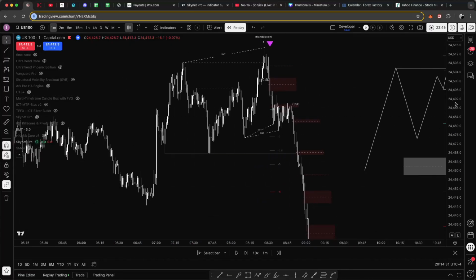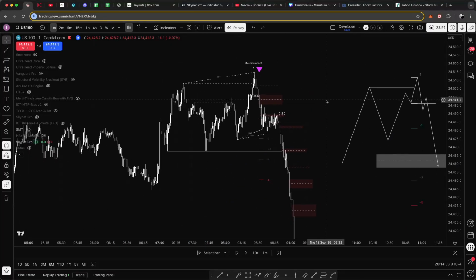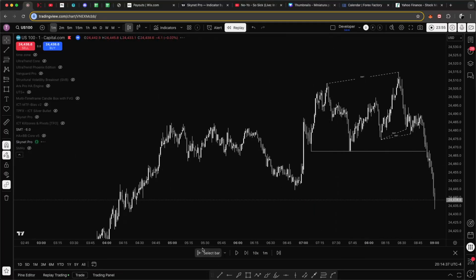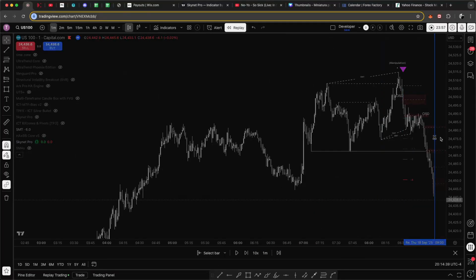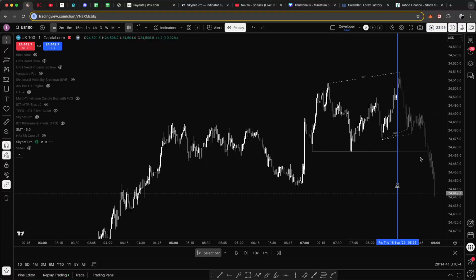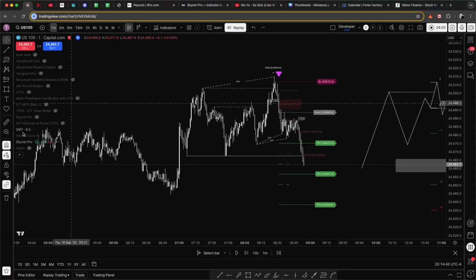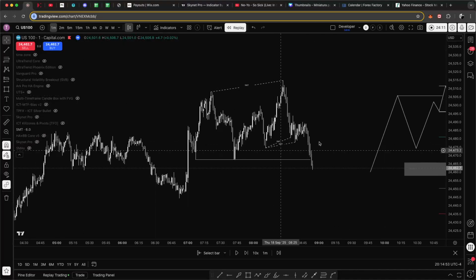So anyways, this is what I wanted to show you guys. The combination now with, bring it back up. Hang on. The combination between the ICT Skynet Pro indicator and the SMT divergence now. Again, you can see that they do work hand in hand.